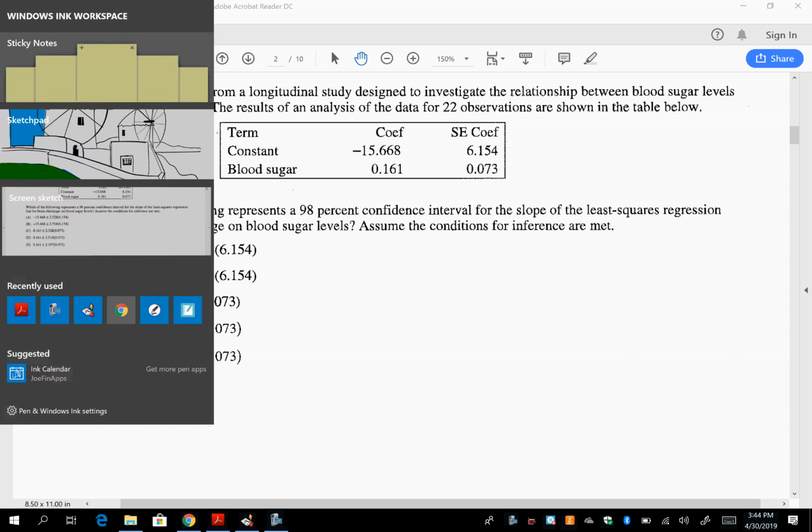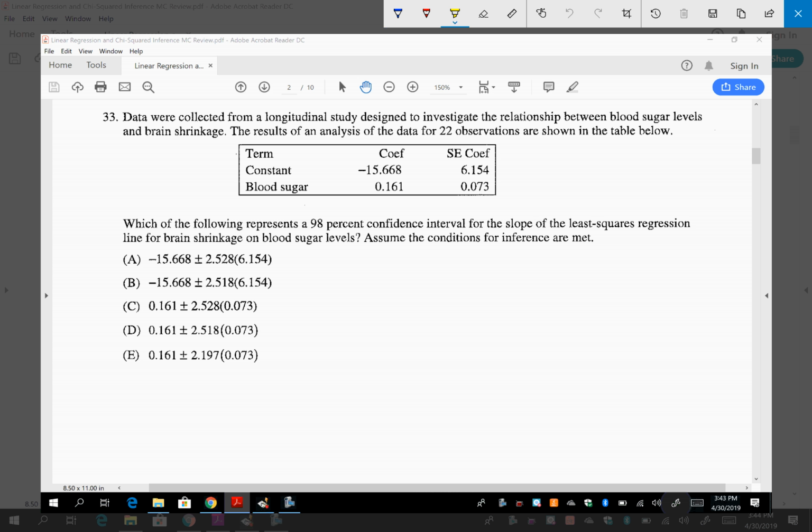All right, so here we go. We've got a confidence interval. A 98% confidence interval for a slope. So what is the slope? 0.161. So immediately I can cross out A and B. Please ask if you don't know why I just crossed out A and B. So the slope, remember, I don't care about the constant. So the slope is 0.161. The coefficient for blood sugar, 0.161.